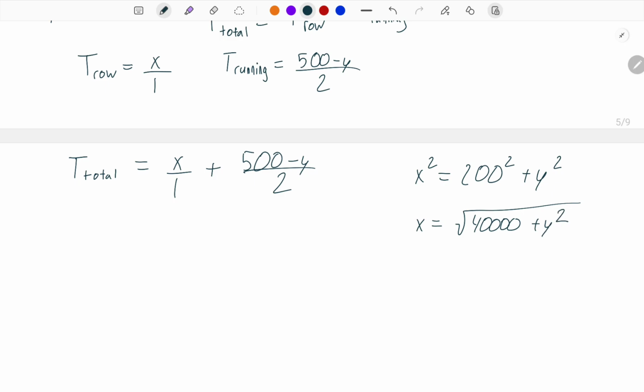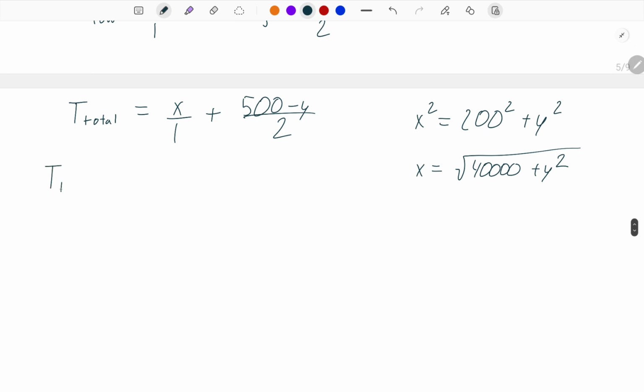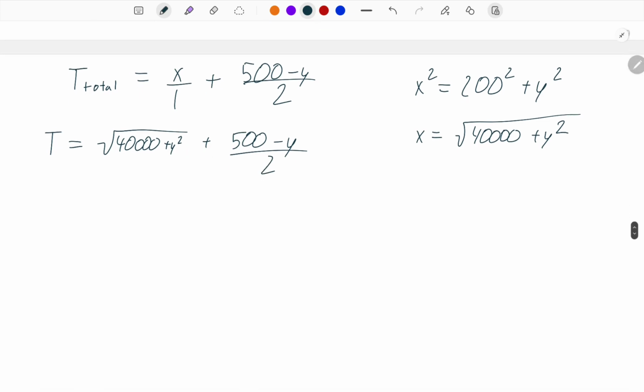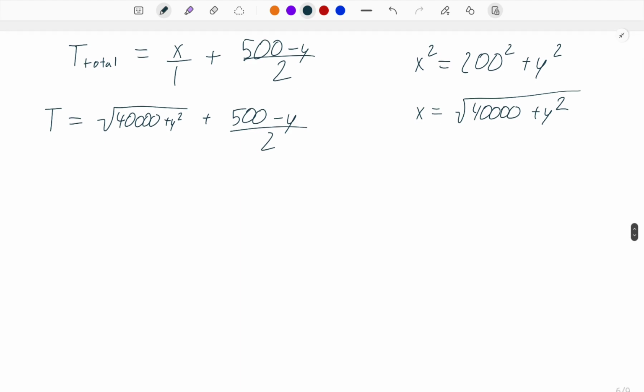Okay. And let's just plug that back in. So t total, I'm just going to start calling it t, is just going to be square root of 40,000 plus y squared plus 500 minus y over 2. All right, and now all we need to do is take the derivative and then see if that's the maximum or the minimum.